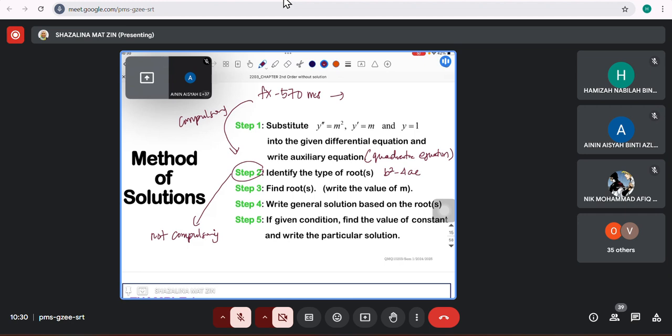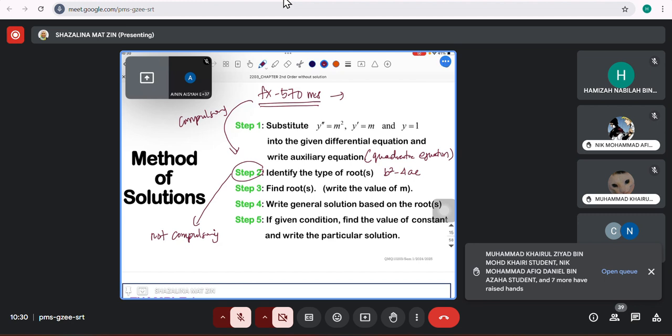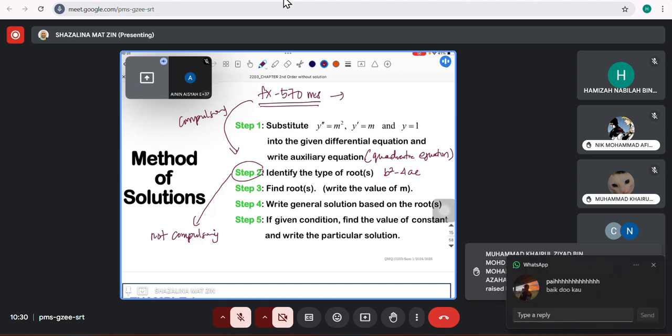Can you please raise up your hand in this Google Meet, those who use calculator FX570MS? I want to know how many. One, two, 7. Many. One, two, three, 4, 5, 6, 7, 8, 9.